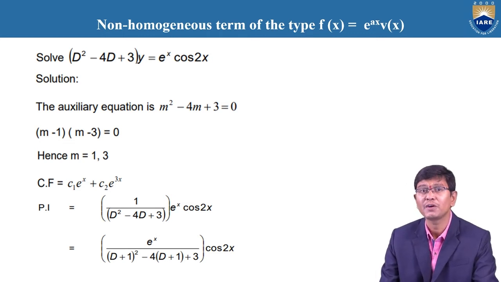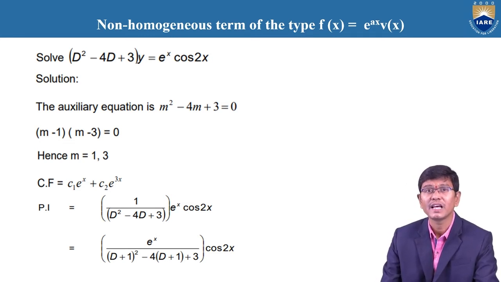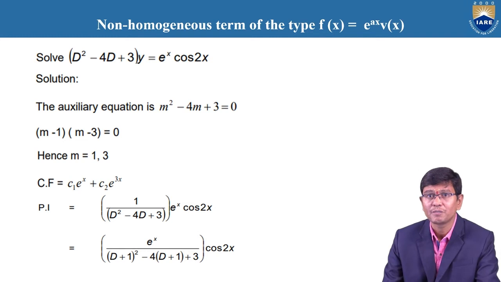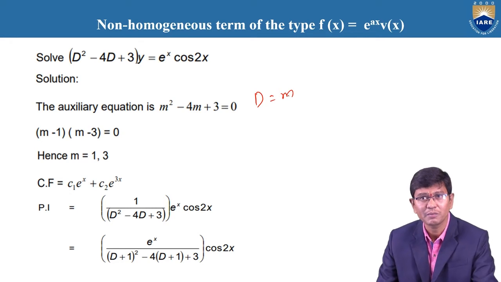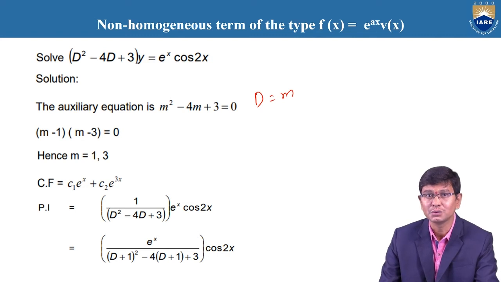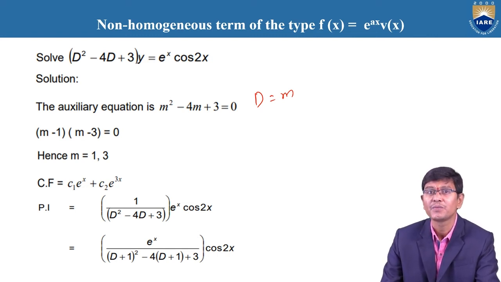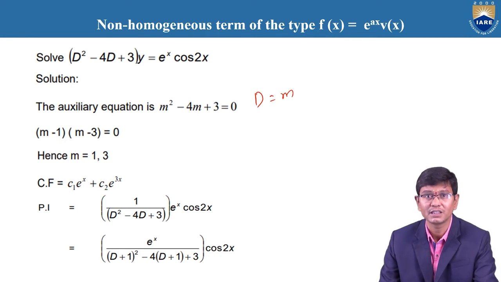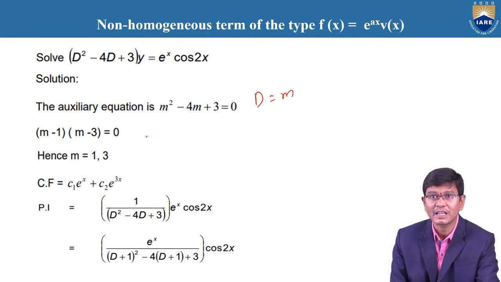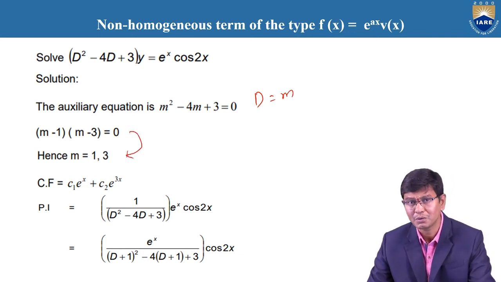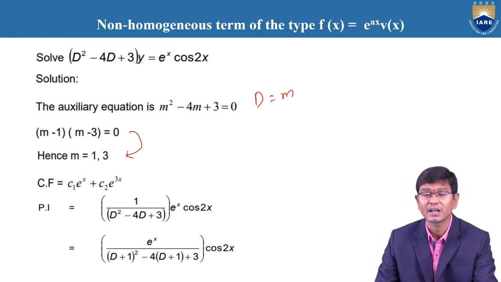Here the auxiliary equation of this given differential equation is m² − 4m + 3 = 0, after replacing D with m. Here the order of the equation is 2, so we obtain two roots. Using the factorization method we get m = 1, 3. These are different roots, therefore by case 1 the complementary function is c1 e^x + c2 e^(3x).